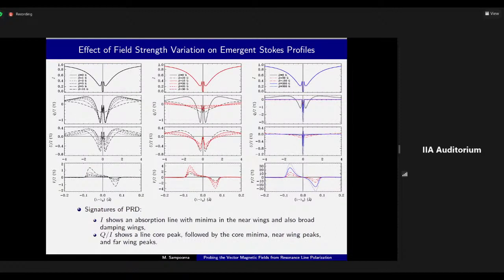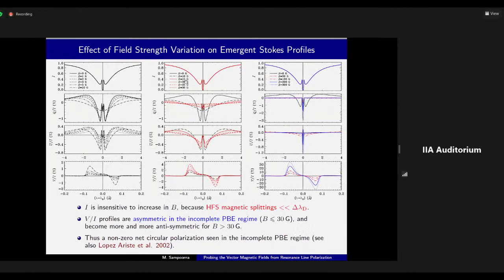Here we show the effect of field strength variation on emergent Stokes profiles. What is plotted is Stokes I, Q/I, U/I, and V/I versus delta lambda. In the leftmost panel, we vary the field strength from 0 to 10 Gauss, in the middle from 10 to 30, and in the rightmost from 50 to 300 Gauss. In all the panels, the non-magnetic reference case is shown as the black solid line. One can note the typical signatures of PRD. In intensity, we obtain a deep absorption line with broad damping wings. And in Q/I, we have a line core peak and two wing PRD peaks, one in the near wing and one in the far wing, due to the choice of the model atmosphere.